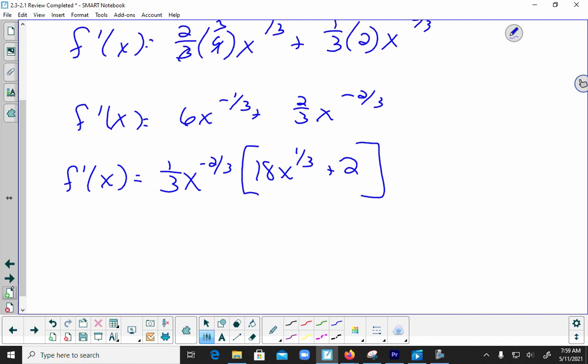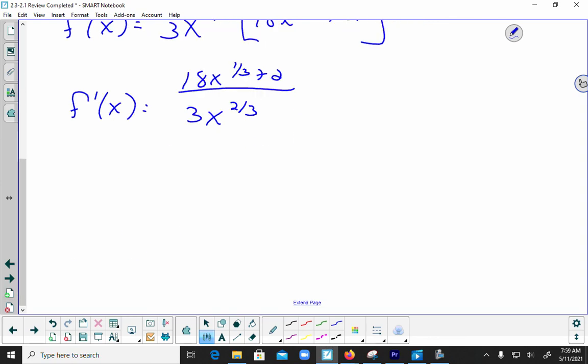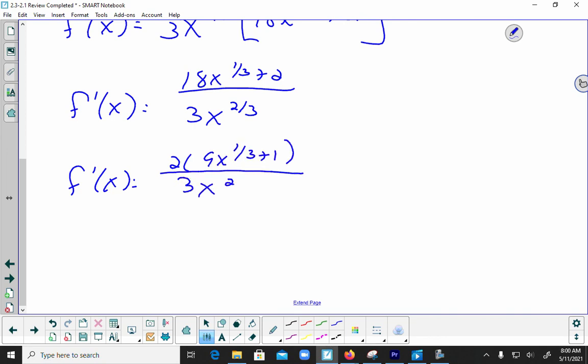So rewriting it, taking care of that negative exponent, I'm going to have 18x to the 1/3 plus 2 over 3 times x to the 2/3. I could factor out a 2 in the numerator if it would help me out. It's not going to, but I will factor it out anyhow. And that would be my final answer. Either one of these is acceptable. All right, moving on to the next one.